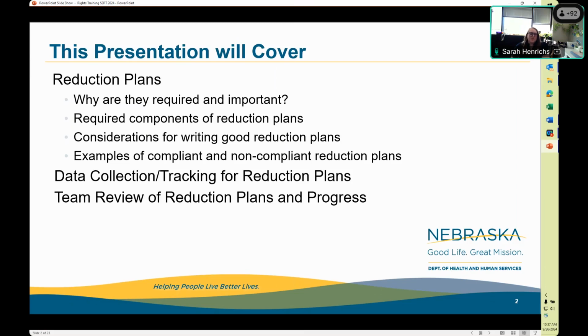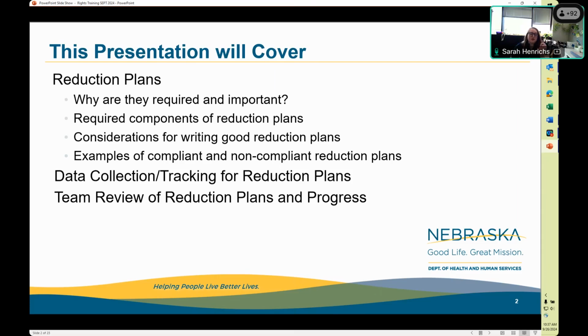Then we're going to talk about what are the required components of a reduction plan. What is the bare minimum that, if my team is reviewing a plan that you wrote and it has restrictions in it, we're going to look for in reduction plans? Then we're going to talk about some considerations for writing good reduction plans, because as with most things, there is some space between what is bare minimally compliant and what is really good and robust and meaningful. And so we're going to talk about some of those things.